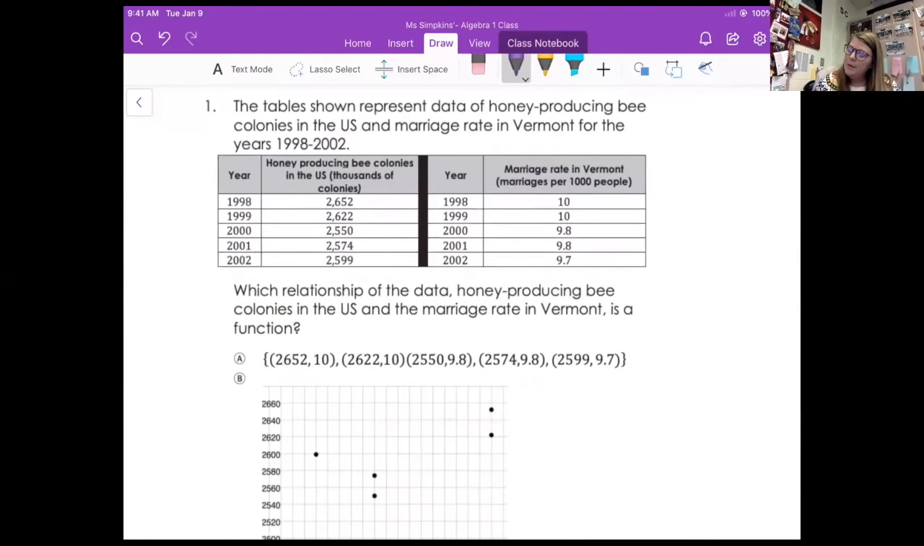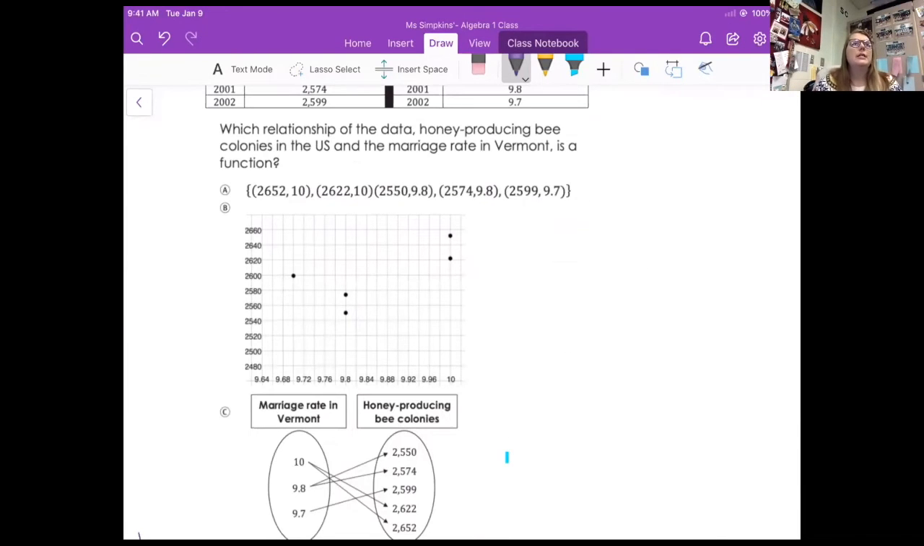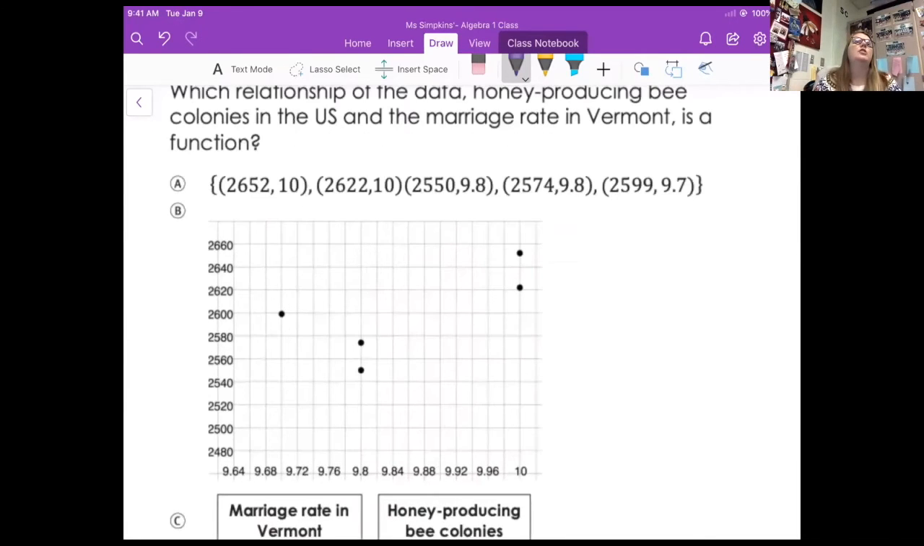So the table shown represents the data of honey-producing bee colonies in the U.S. and the marriage rate in Vermont for the years 1998 to 2002. So does the number of bee colonies determine the marriage rate in Vermont? No, probably not. But the question is asking which of these, A, B, C, or D, is representing a function. I don't care that they don't have anything to do with each other. I care which one is representing a function.